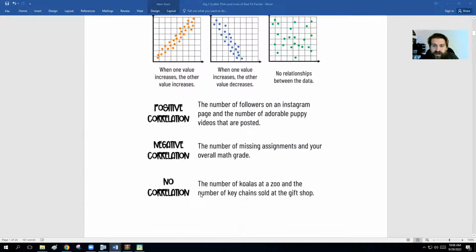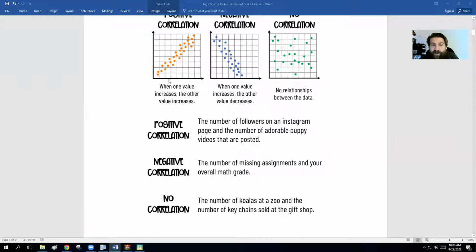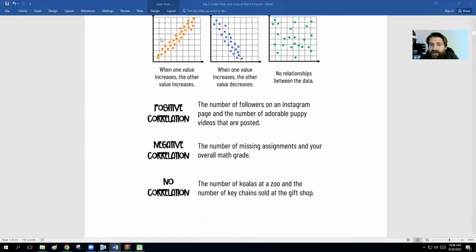So some ways to think about positive correlations could be like the number of followers on an Instagram page and the number of adorable puppy videos that are posted. The more puppy videos that are posted, typically the more followers you get. You probably could replace puppy with another word or some other things, but yeah, the more you post, the more followers you get.